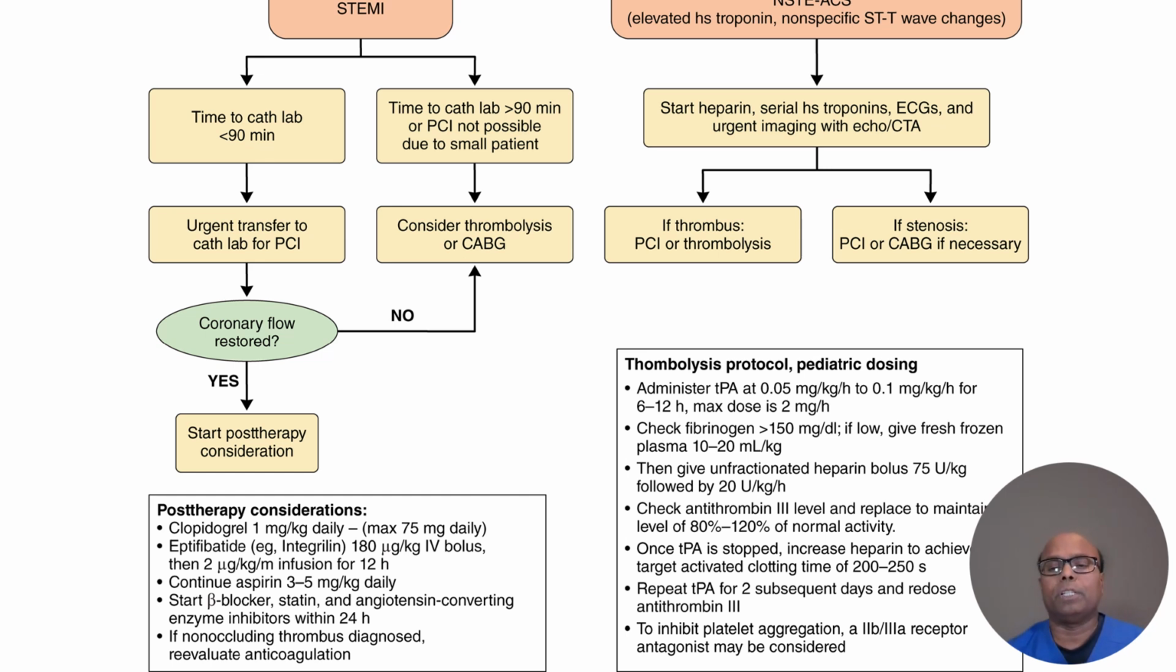On the other hand, if the patient is non-STEMI, meaning elevated troponin and non-specific ST-T changes, start heparin, serial troponins, EKG, and urgent imaging with echo and coronary CT angiogram. If thrombus, do PCI or thrombolysis. If stenosis, PCI or CABG if necessary.